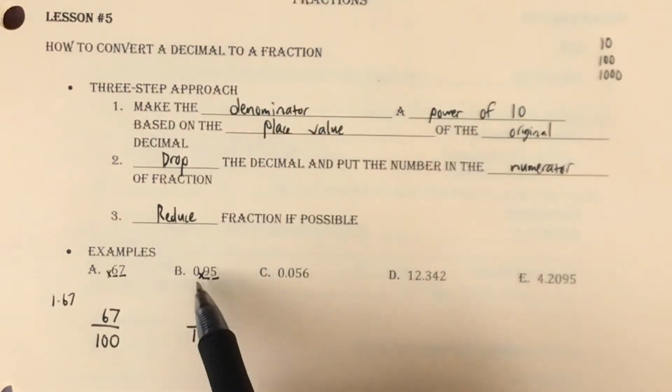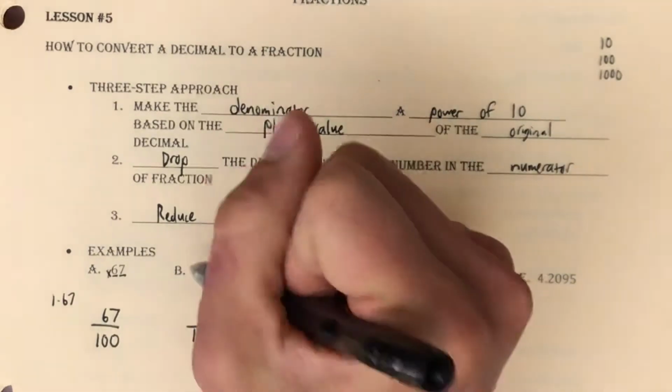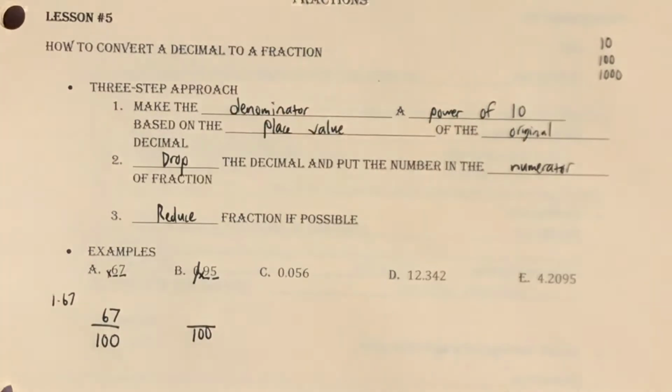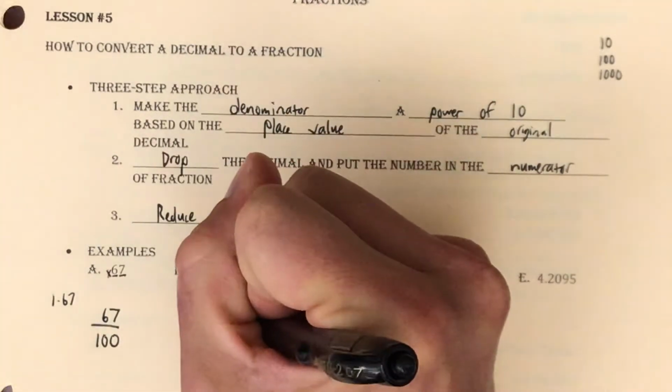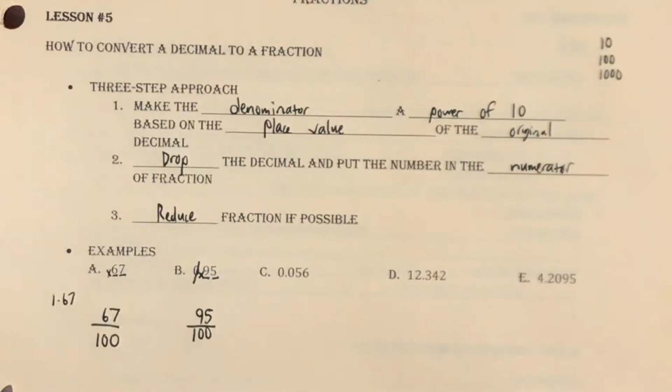Well, anytime you have a 0 to the left of the decimal point, and that's all you have, you can also get rid of that, because 0.95 is the same as just 95. So now I've got that placed into the numerator of the fraction.